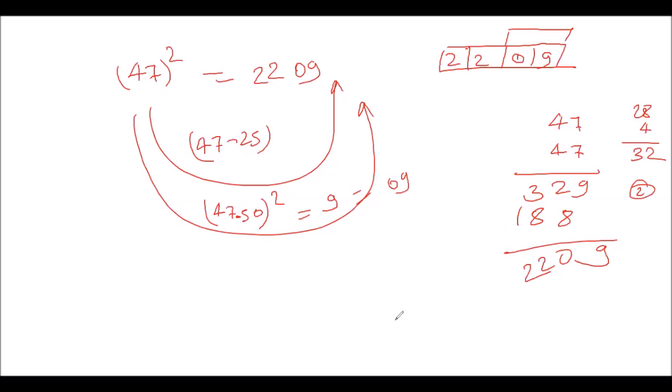Like we want to find the square of, let's assume, 24, but not 24. There's a condition. If the number is between 25 and 75, so we are going to use this formula.